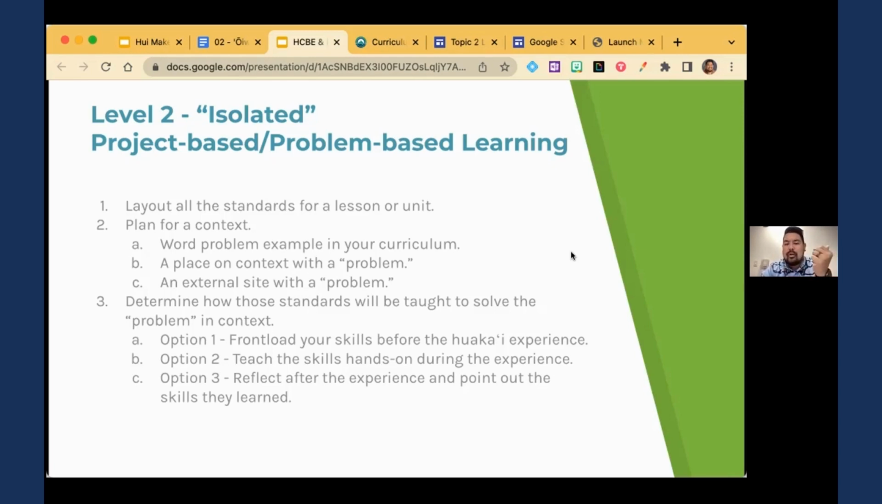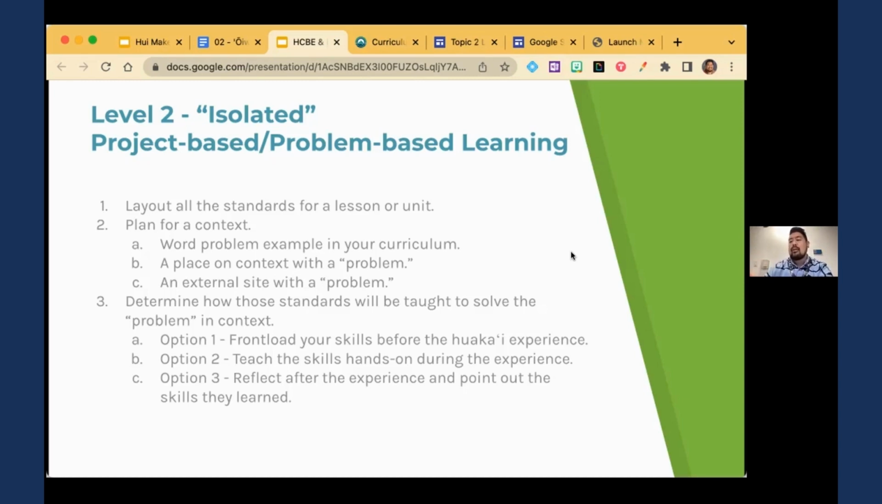There's another option where you can teach the skills at the site. And then the third option is just go to the sites, kilo the experience, have the students work hands-on, and then point out to them later on, these are the things that you learned. And this is how it connects to this math standard. Here's a problem that you can do in class and be like, remember at the fish pond, or you remember at the local lo'i you went to and you did this? Yeah, that's that problem right there.